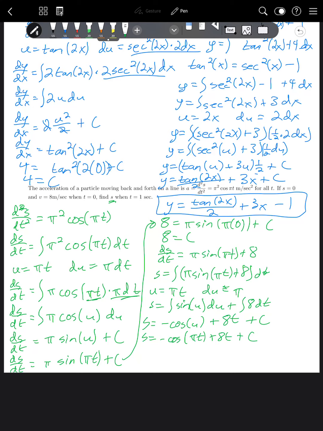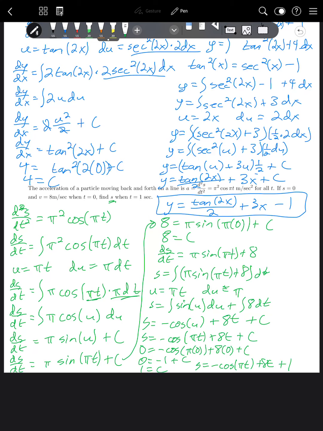And now we need to find c. So you plug in the value for s. s was 0 when t is 0. And so in this case, pi times 0 is 0, cosine of 0 is 1, so that's negative 1. 8 times 0 is 0, so this is 0 equals negative 1 plus c. Add 1 to both sides, so c equals 1. So s would equal negative cosine of pi t plus 8t plus 1.